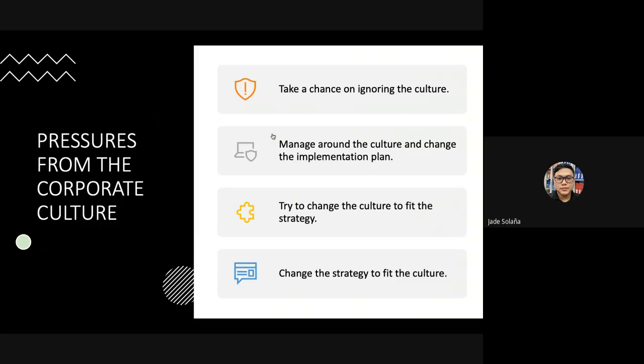So, in evaluating a strategic alternative, strategy makers must consider pressures from the corporate culture and assess a strategy's compatibility with that culture. So, if there's little fit, management must decide if it should take a chance on ignoring the culture, manage around the culture and change the implementation plan, try to change the culture to fit the strategy, or change the strategy to fit the culture.